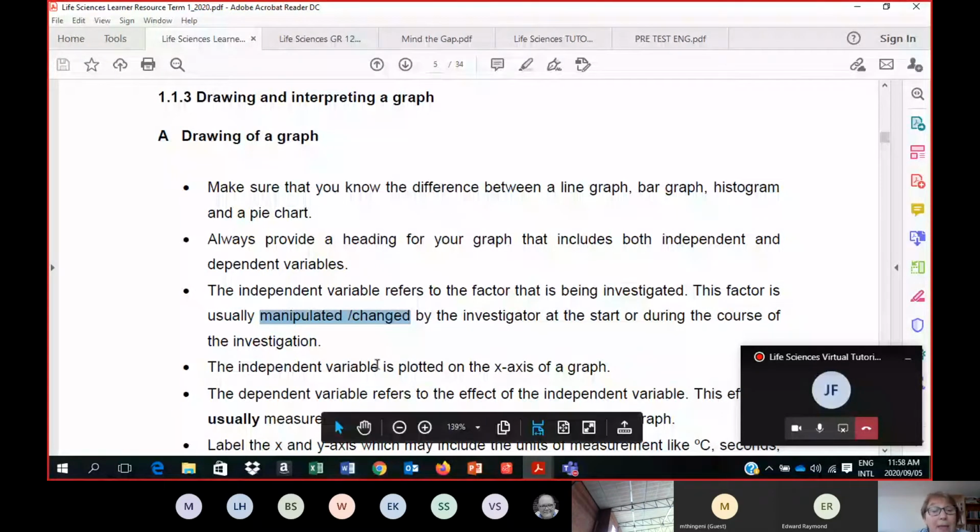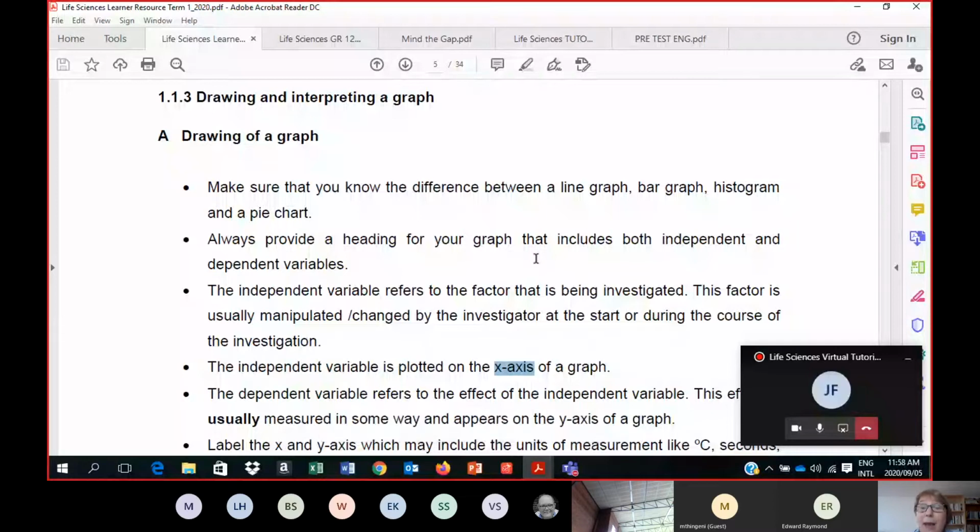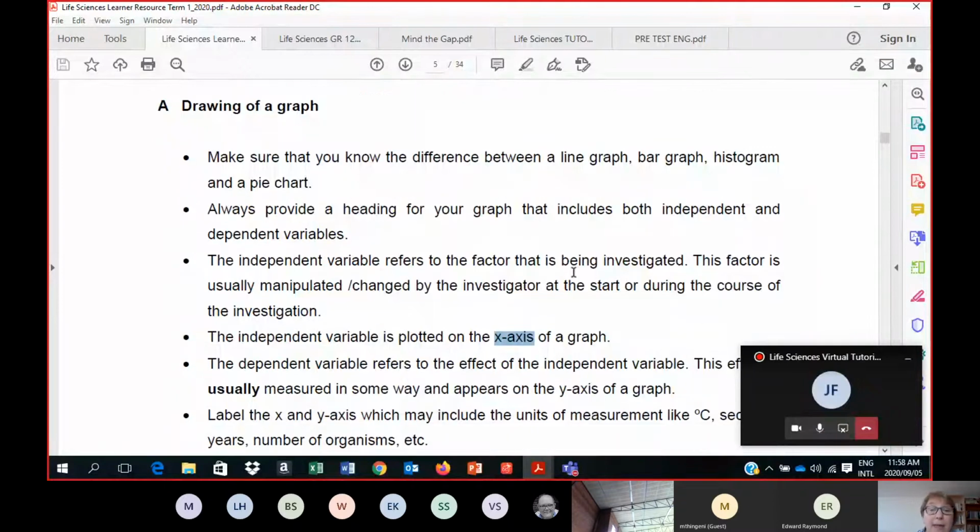Then your independent variable is always plotted on the x-axis. The x-axis is the horizontal axis. So make sure that you do that correctly because one can get lots and lots of marks when drawing a graph. But of course, the graph has to be correct.